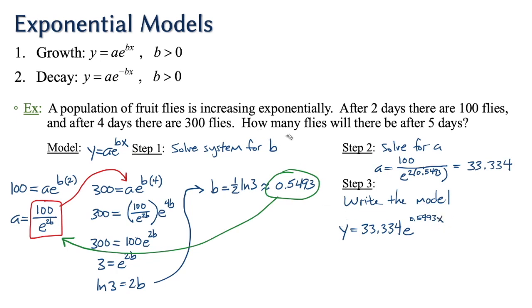Our question wants to know how many flies after 5 days. So to do that, all we got to do is plug in a 5 for X. So we'll take our 33.334 and raise that to the E times 0.5493. And again, we're going to plug in 5 days here. Now typing in our calculator and simplifying, this gives us approximately 519.610 flies. And clearly you could interpret that to be about 519 flies, but just to be precise, that would be to 3 decimal places.